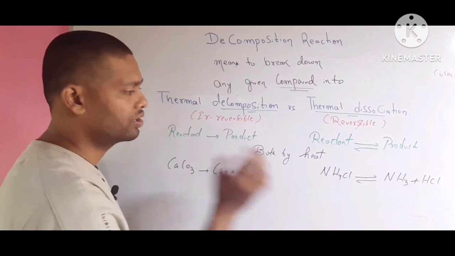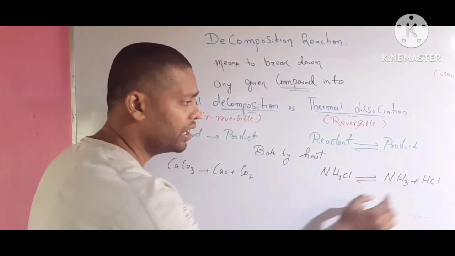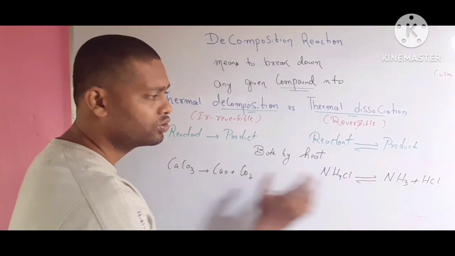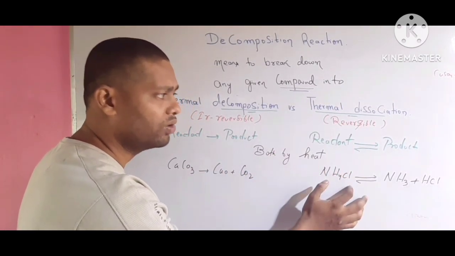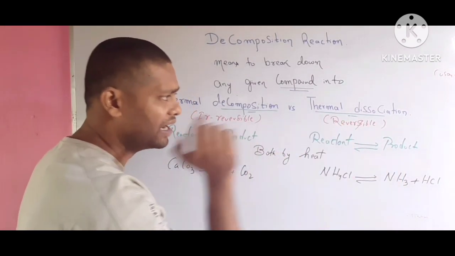In this case, when I provide heat, it gives me ammonia and hydrochloric acid. But when we combine them, I get back the ammonium chloride again. So it's a reversible process by the application of heat only. From reactant to product, and when we cool the product, we get back the reactant.